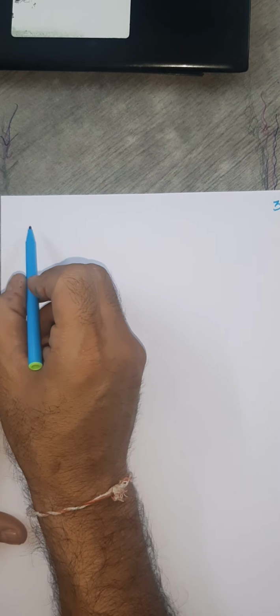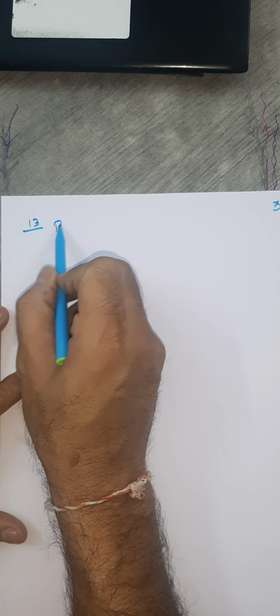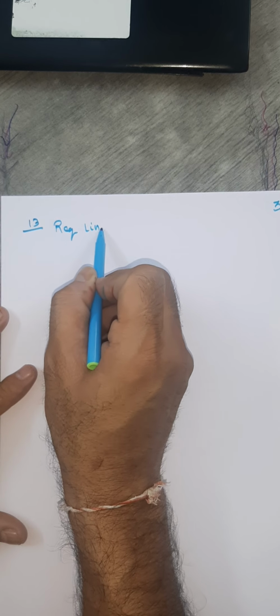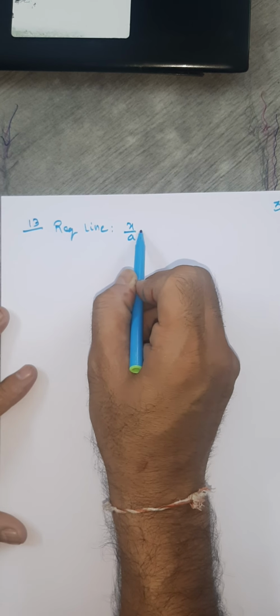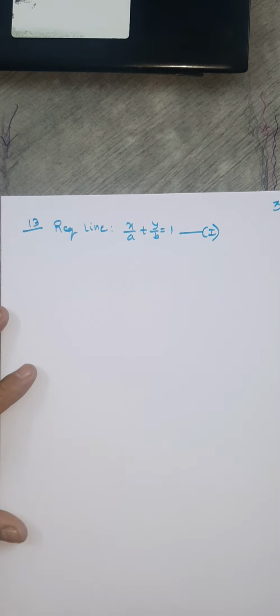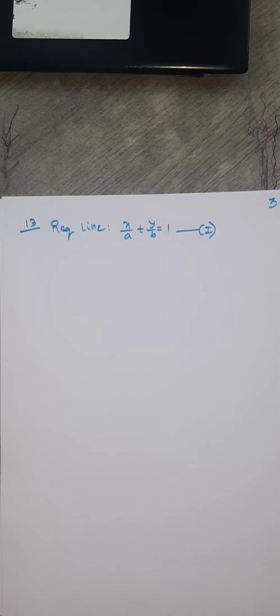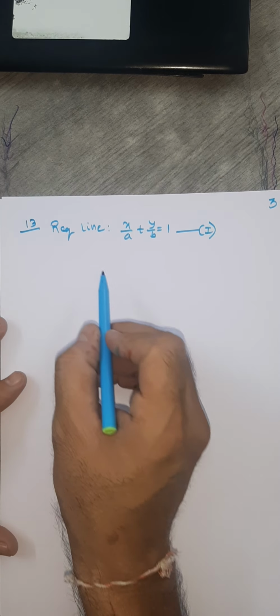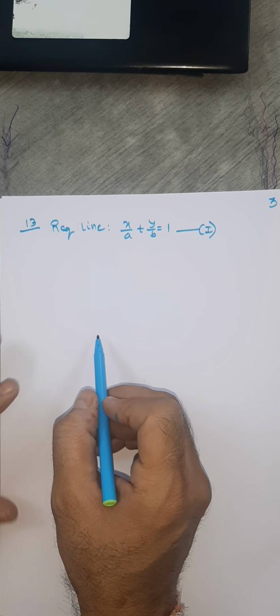So here in the 13th question, where will we start? The required line is x upon a plus y upon b equals 1. Here a and b are intercepts. We get the intercepts using the conditions given in the question, and we put the values again in equation number 1. The flow is like the previous question.